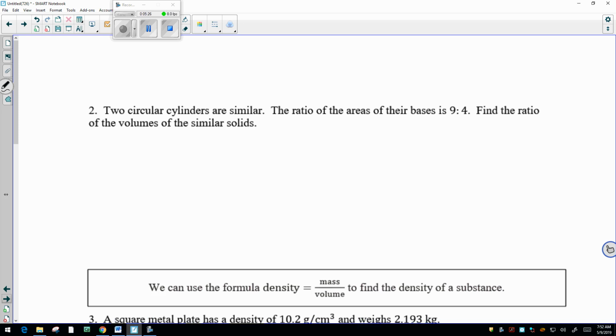Okay, so trying this out, it says two circular cylinders are similar, so meaning their sides are in proportion. It says the ratio of the areas, so understand what we're given right now, the areas of their bases is 9 to 4. Find the ratio of the volumes of the similar solids. So our goal is to find the volumes.